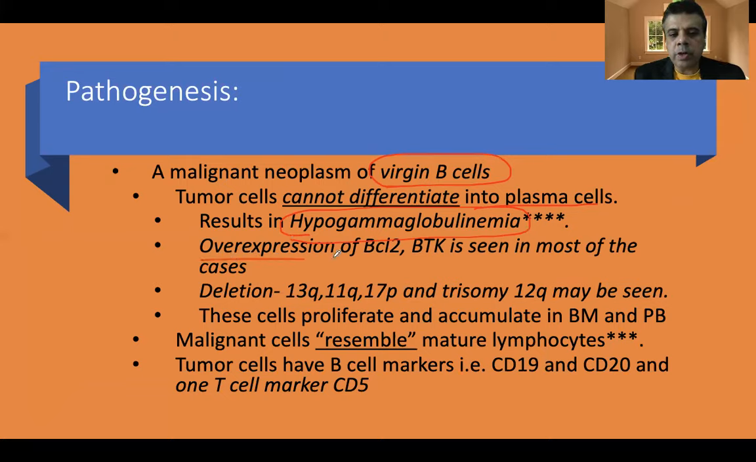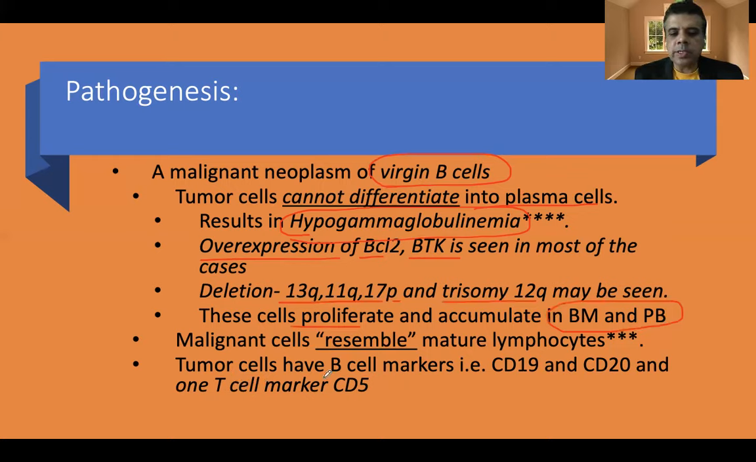There is overexpression of anti-apoptotic BCL2 and BTK gene and protein in many cases. Additional chromosomal abnormalities like deletion 13q, 11q, 17p, and trisomy 12q may be seen. Even Notch1 mutation may be seen, and all these have implications for the overall prognosis of the patients. These neoplastic, mature-looking B cells proliferate and accumulate in the bone marrow and peripheral blood. Bone marrow and peripheral blood lymphocytosis is a salient feature of chronic lymphocytic leukemia that you need to remember.